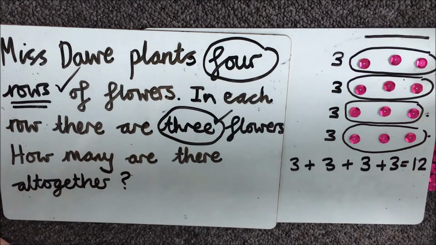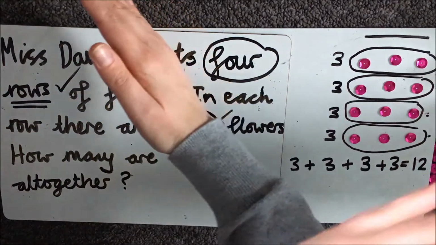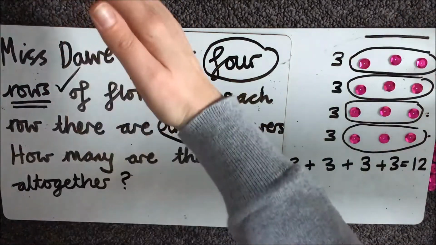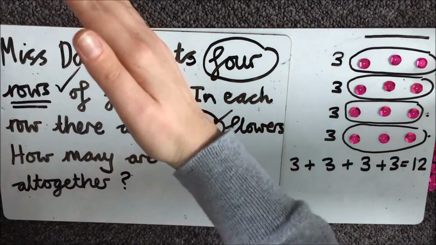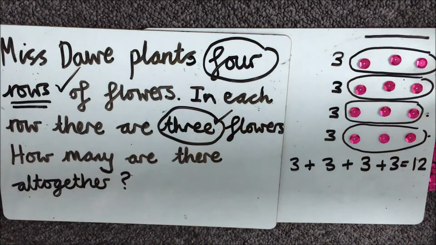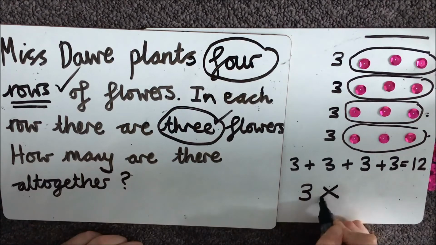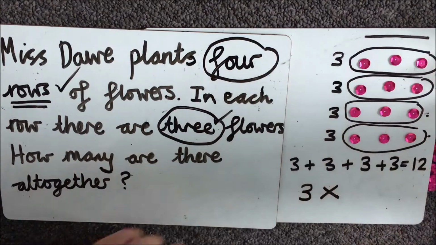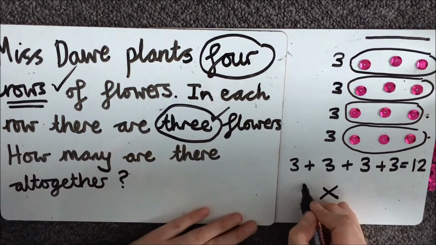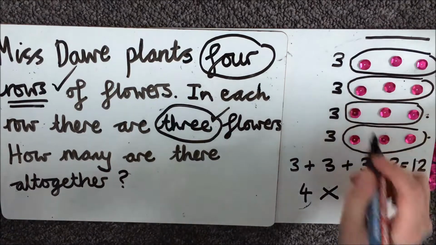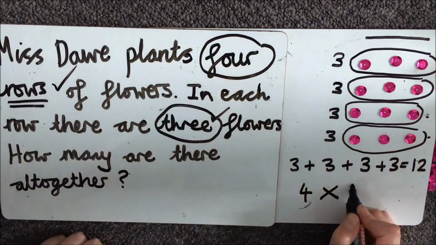How could we make this an even quicker and even shorter way? We've got 3, I'll give you a clue. Miss Alanda does this. Lines of, groups of, rows of. That's right, we could say there are 3 lines of, sorry, not 3 lines of, 4 lines of 3.